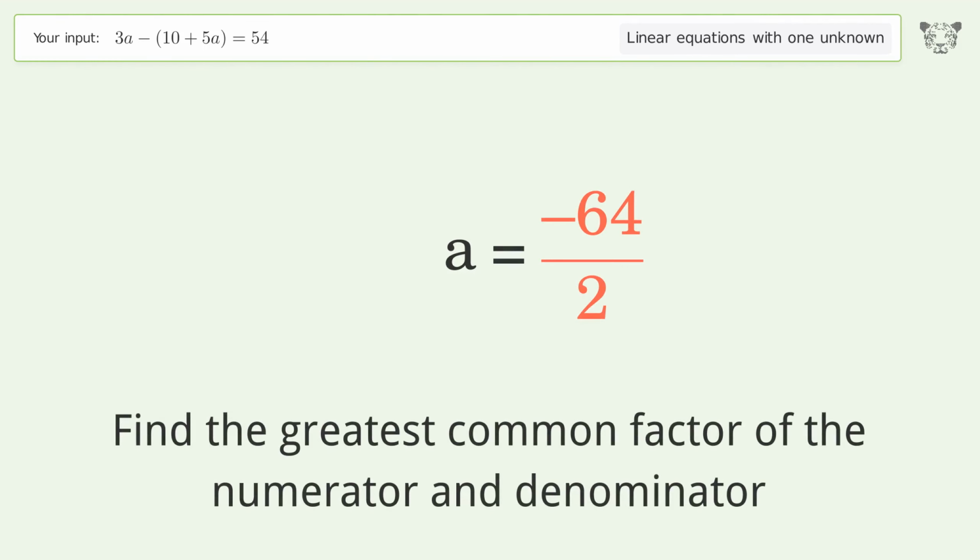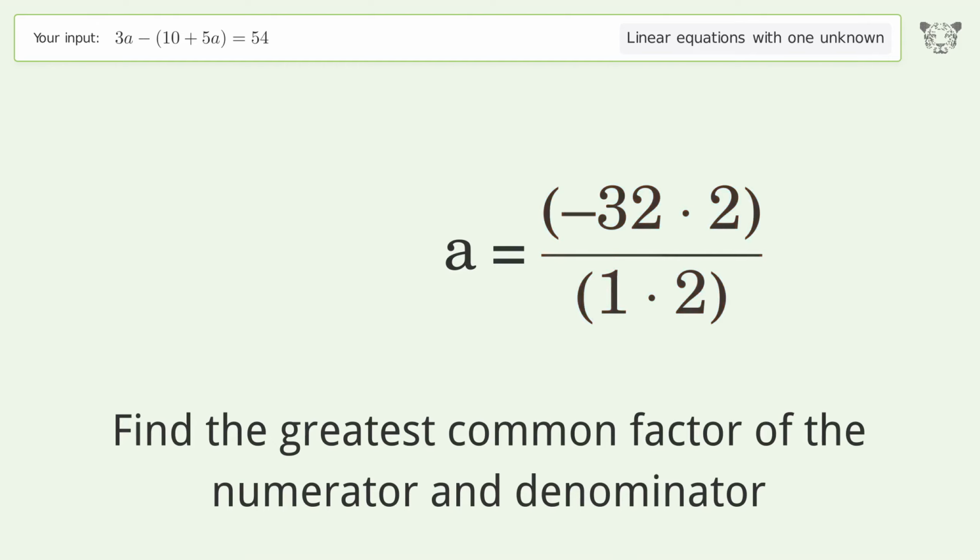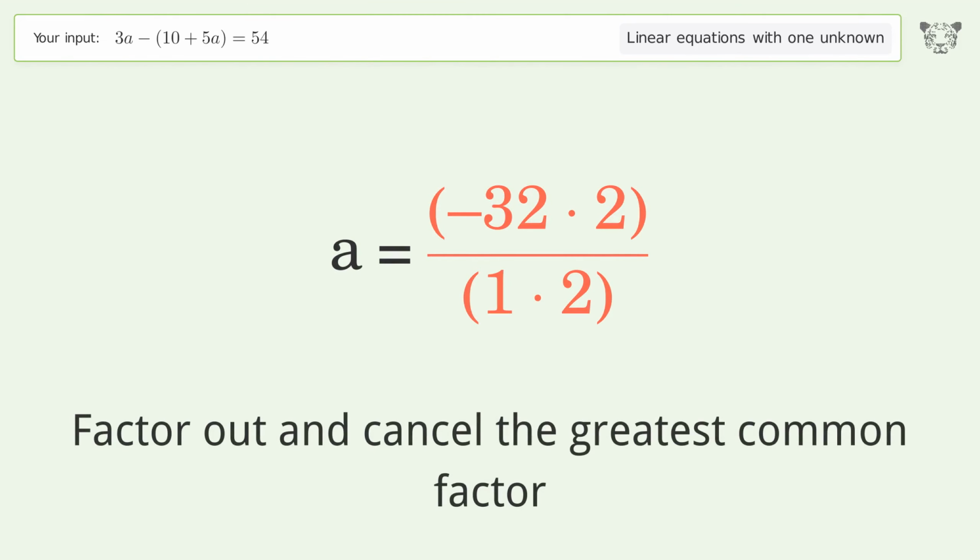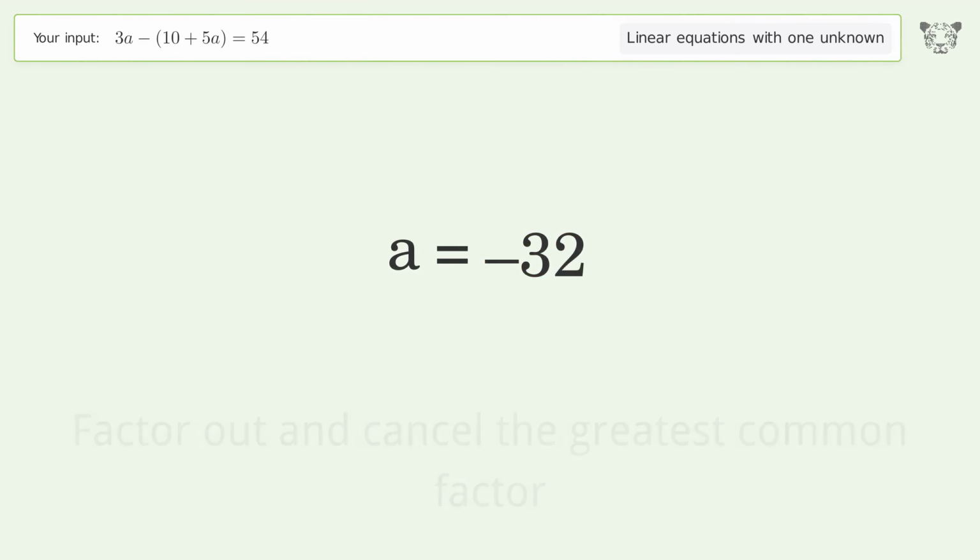Find the greatest common factor of the numerator and denominator. Factor out and cancel the greatest common factor. And so the final result is a equals -32.